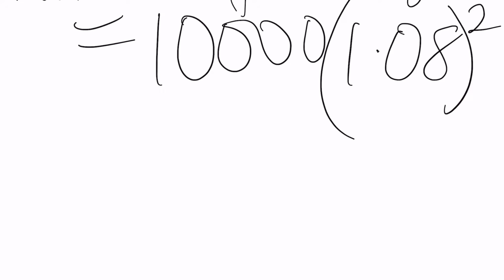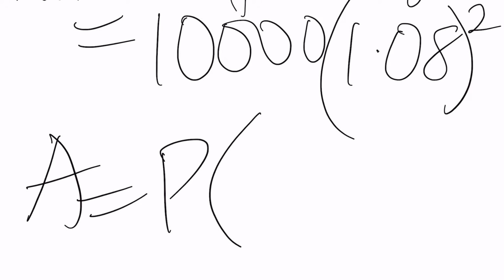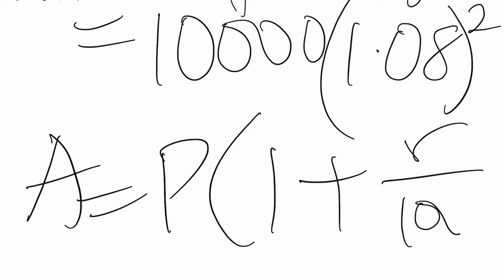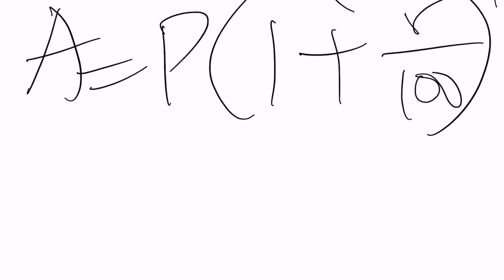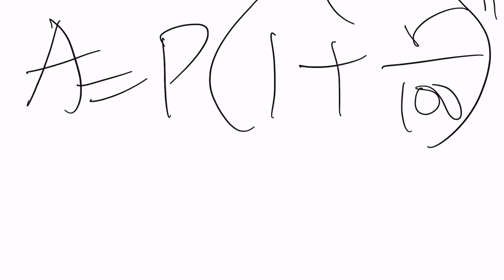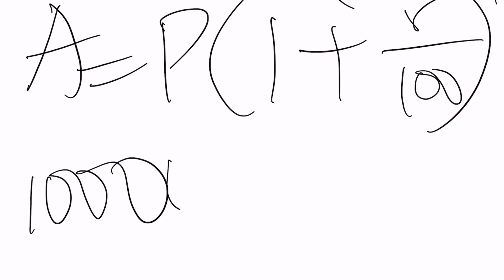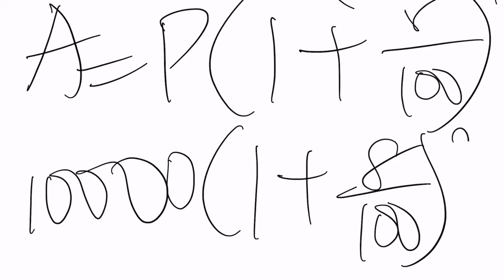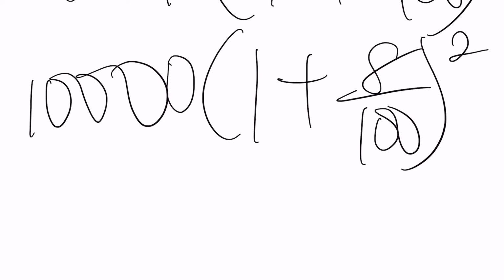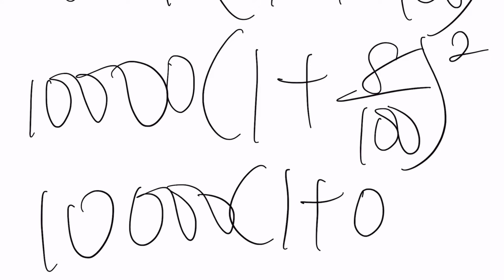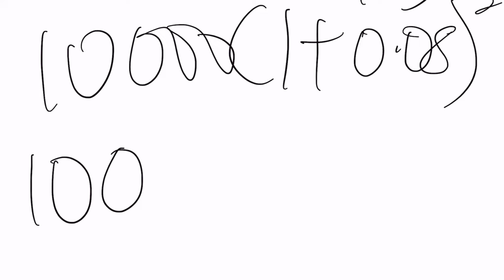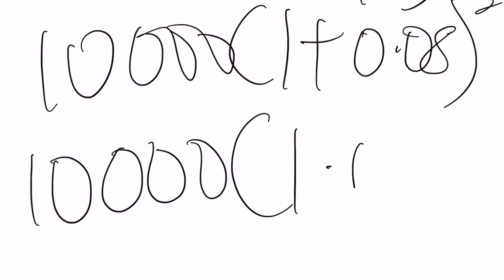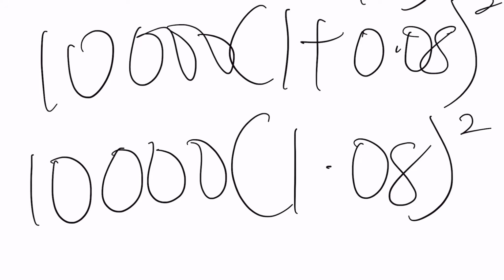You know, in our compound interest formula, we already said our A is P into bracket 1 plus R over 100 all raised to power n. So here we have it to be 10,000 into bracket 1 plus 8 over 100 all raised to power 2 years. Since we are doing the amount after 2 years, we have 10,000 into bracket 1 plus 0.08 all raised to power 2. So we have 10,000 into 1.08 all raised to power 2.